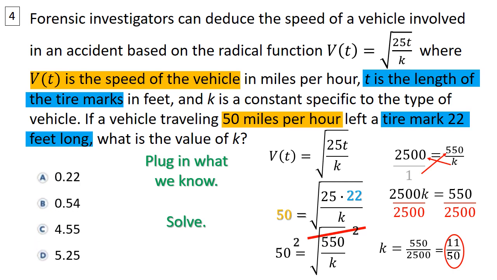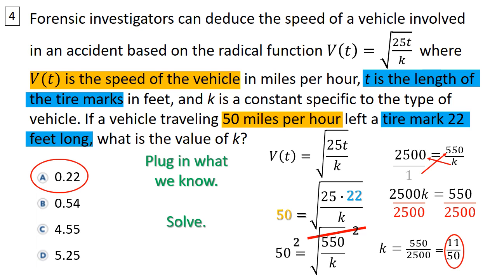Now, here's the last catch. This one's actually a multiple choice problem. I hid that from you because I'm sneaky like that. And none of these answers look like the answer I got. I got a fraction. These are all decimals. Well, again, that's back to the calculator. All we got to do is 11 divided by 50. It's probably the easiest part of the problem. And that's going to give me 0.22.